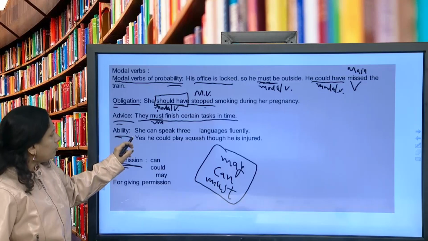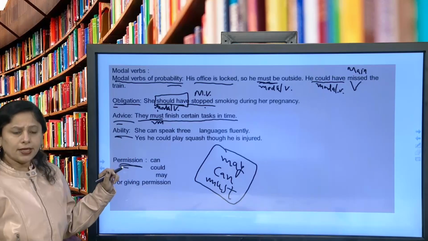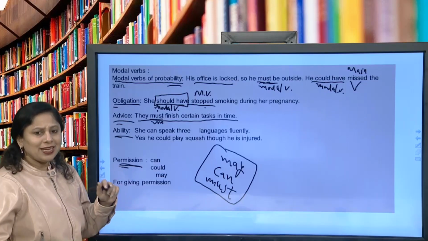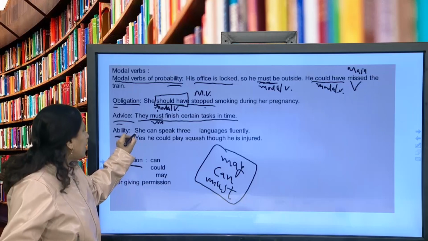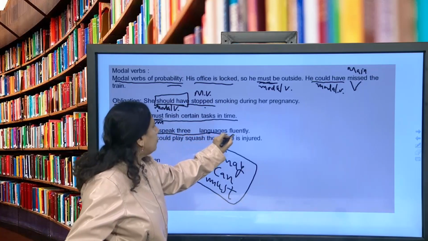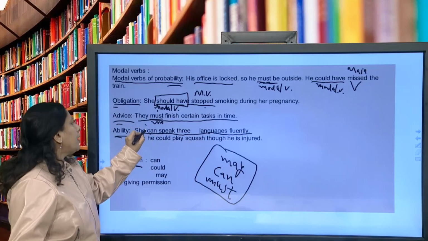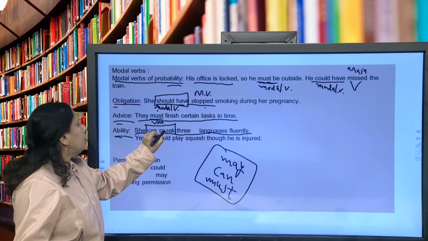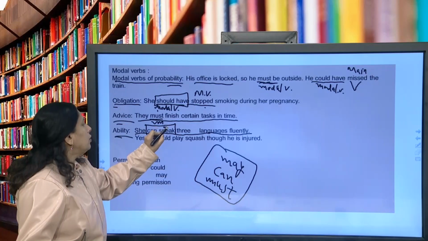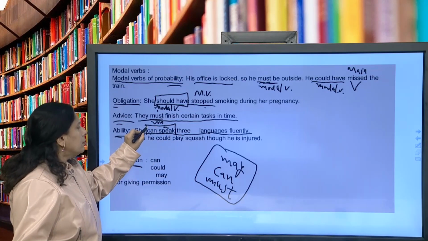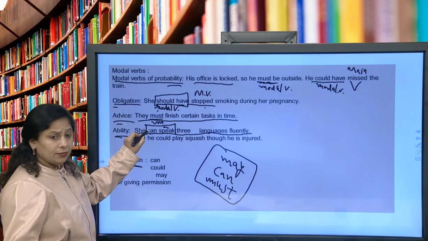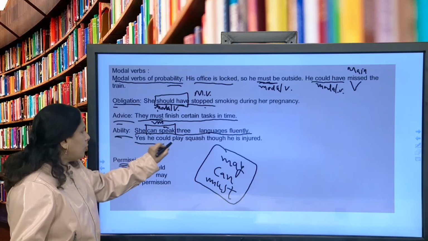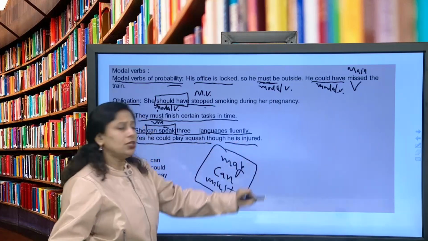Now let's try to understand the sentence of ability. Ability means capacity to do something. She can speak 3 languages fluently. Can again shows the capacity, and can comes with the main word, speak. Can is an auxiliary verb. It is a modal auxiliary verb. It's a helping verb.